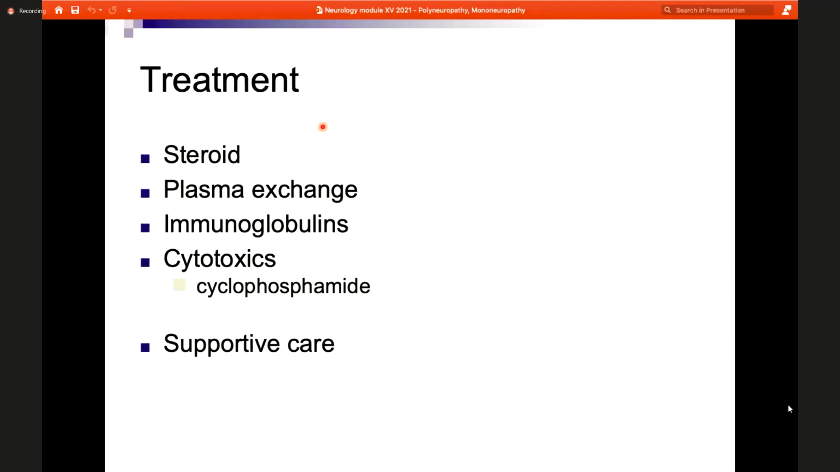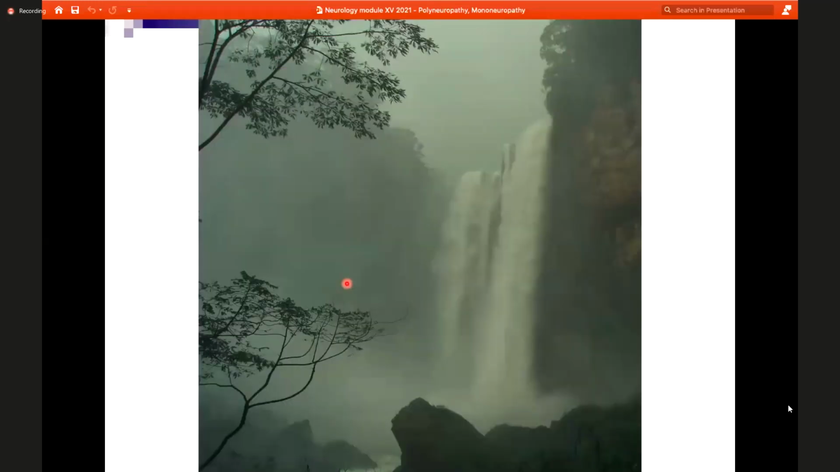So treatment of CIDP is with steroids. You give prednisolone. And in the acute phase, if there is very severe weakness, to overcome the acute phase, you can give plasma exchange or immunoglobulins. And in long-term steroids, if they don't respond to prednisolone, you can give cytotoxics like cyclophosphamide. Or if they get severe side effects from steroids, you can use this, which is called a steroid sparing strategy, because the steroids are producing severe side effects. Then of course we have to use supportive care. Right, I think that's it.